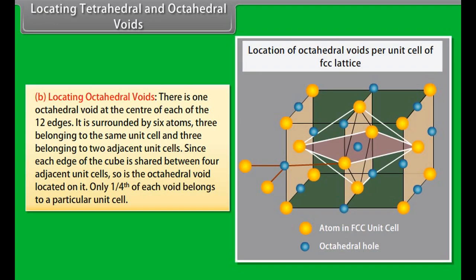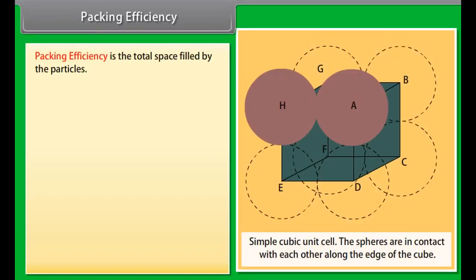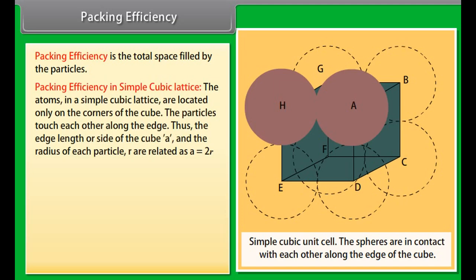Only 1/4 of each void belongs to a particular unit cell. Packing efficiency. Packing efficiency is the total space filled by the particles. Packing efficiency in simple cubic lattice. The atoms in a simple cubic lattice are located only on the corners of the cube. The particles touch each other along the edge.